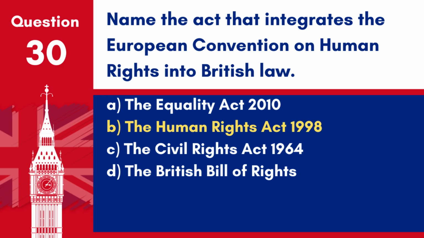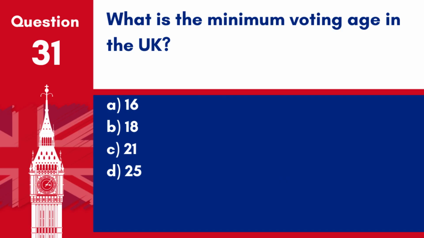Answer: B. The Human Rights Act 1998. The Human Rights Act 1998 incorporates the European Convention on Human Rights into UK law, ensuring that these rights are protected by UK courts.